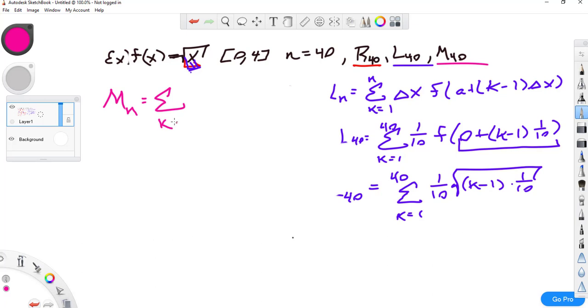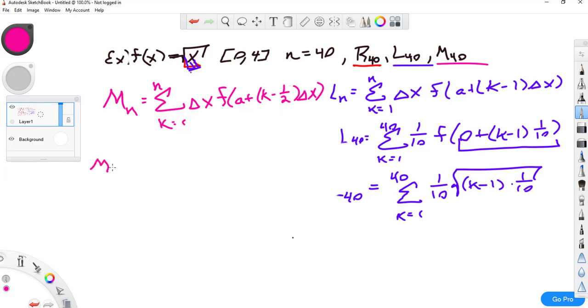That is going to be the sum from k equals 1 to n of delta x times f of, and we're still going to start at a, plus, but remember we're taking the middle, so that means that we're going to go halfway in between our delta x's. So this is going to be a formula.